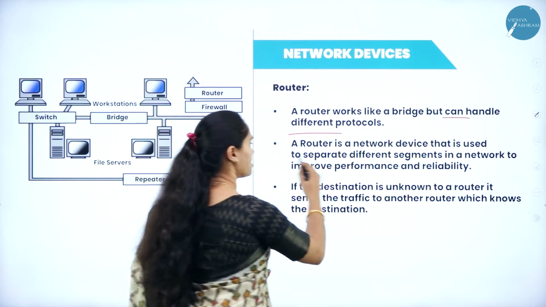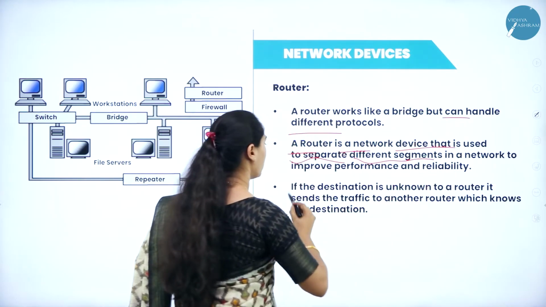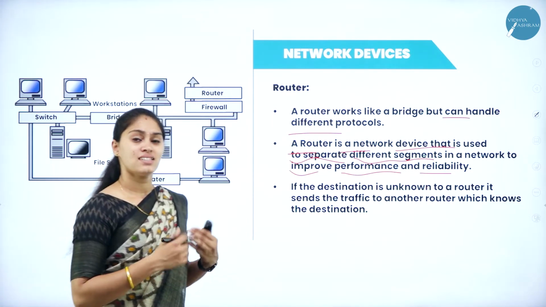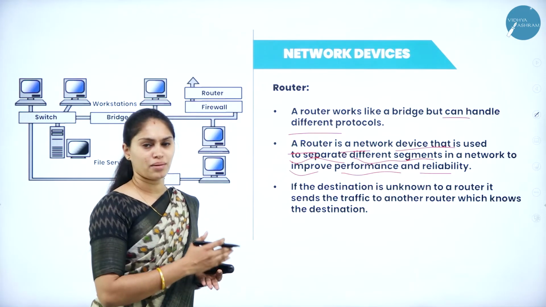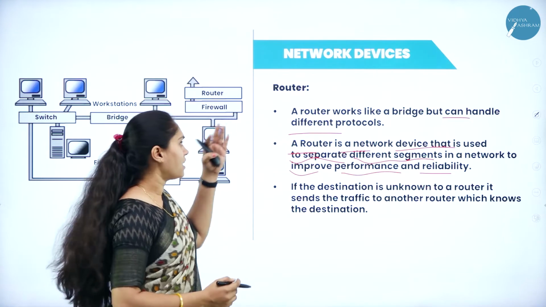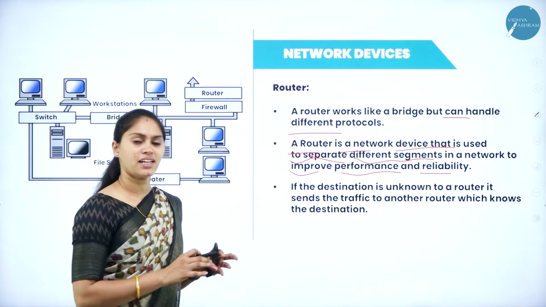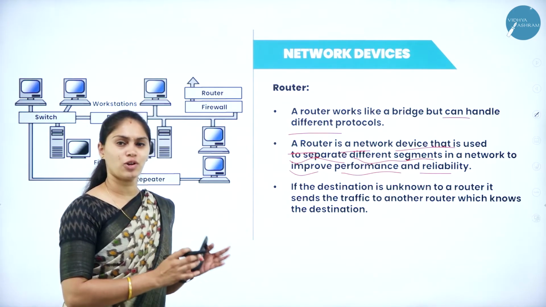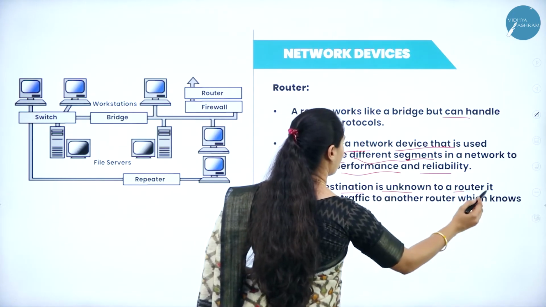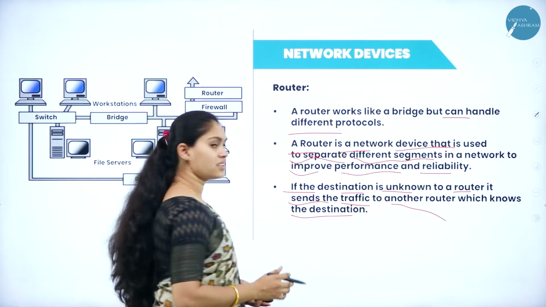So router is a network device that is used to separate the different segments in a network to improve the performance and reliability. It mainly relies on the sub-network. So bridge is what? Intra-network. Gateway is inter-network, and this router is like a bridge, like intra-network, and within that it is going to connect to the sub-network, so that if the destination is unknown to a router, it sends the traffic to another router which knows the destination.